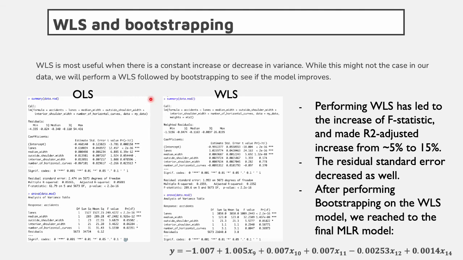In order to reduce the problem of non-constant variance, we performed a weighted least squares followed by bootstrapping, and we found that running the weighted least squares has led to the increase of the F statistic from around 61.8 to 210, and the adjusted R square almost tripled from 5% to 15%, and the residual standard error decreased as well. After performing bootstrapping on the weighted least squares model, we reached our final MLR model, which is the one presented here on the screen.